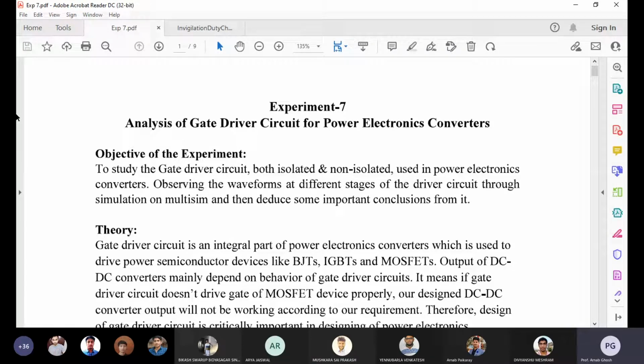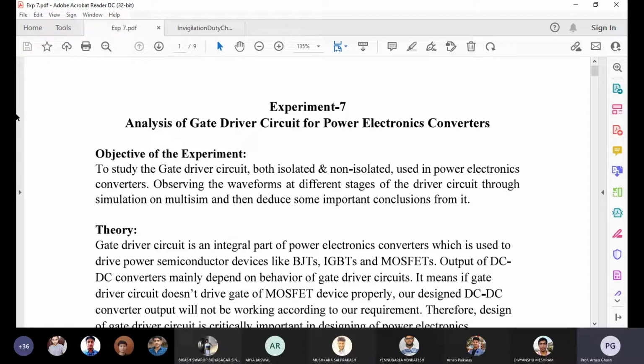The MOSFET is a very high frequency switch, going up to 500 kilohertz. So we have to design the gate driver in such a manner that it can provide up to 500 kilohertz. Based on that you have to select it.